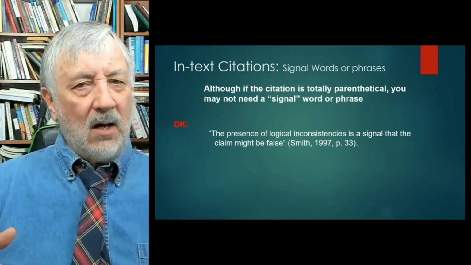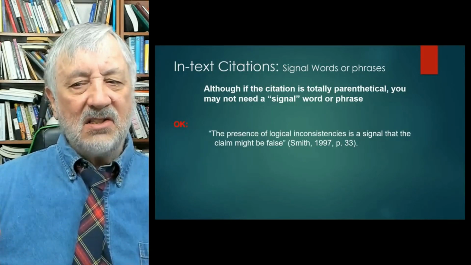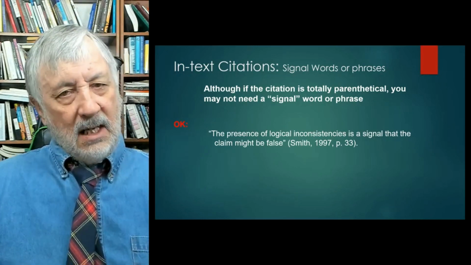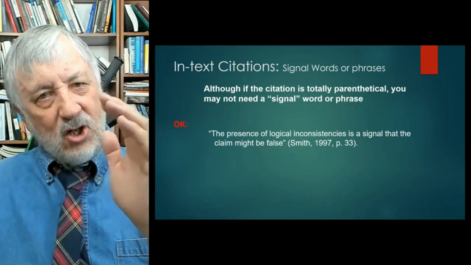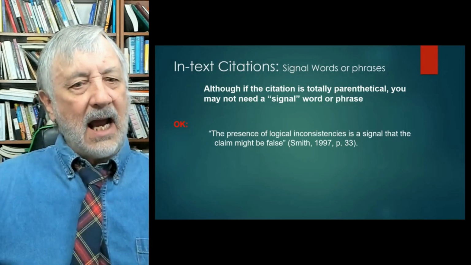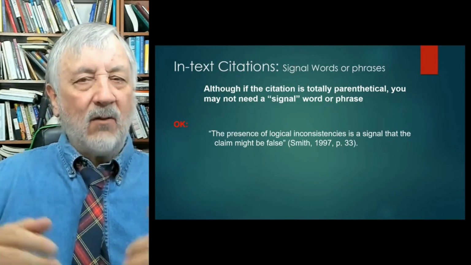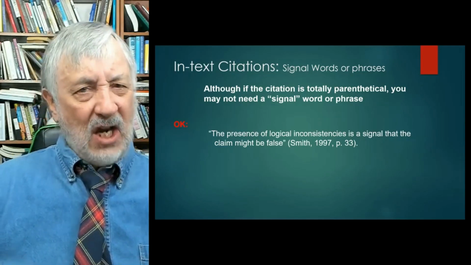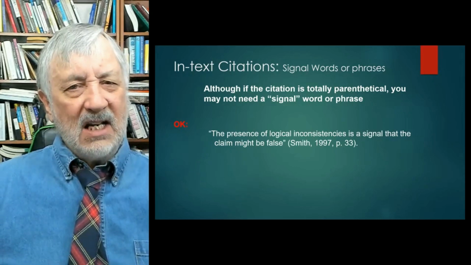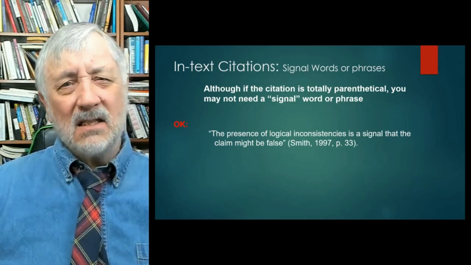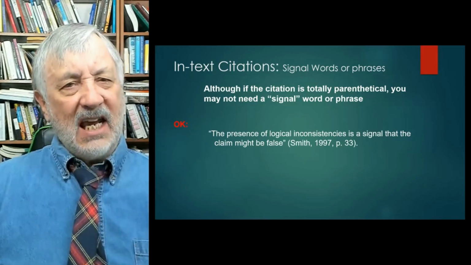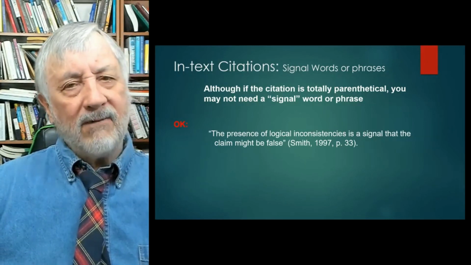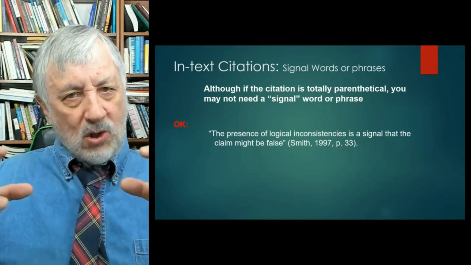This is what I was talking about. The presence of logical inconsistencies is a signal that the claim might be false. Smith, 1997, page 33. That is the entire citation in parentheses, and the quote stands by itself. Now, of course, you precede it with something and you follow with something, so it makes sense. You explain the meaning and the significance of the quote. But this is a case where you don't have to say that Smith wrote something or claimed something or found something, because you have the quote standing by itself.